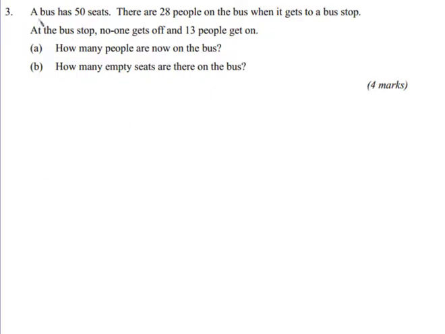Question 3. A bus has 50 seats. There are 28 people on the bus when it gets to a bus stop. At the bus stop, no one gets off and 13 people get on. How many people are left? Well, even though the bus has 50 seats, there are 28 people on the bus, so we have to make sure that 13 people that get off, we have to count them. So we have to take away 13 from 28.